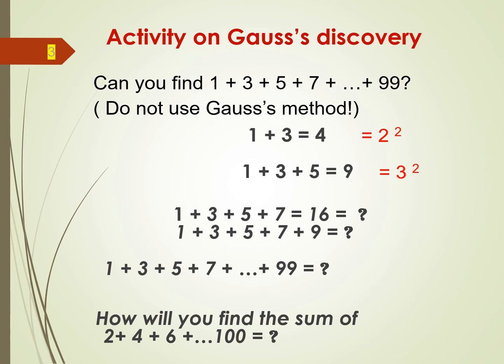Then we can ask them how to find the sum of even numbers from 2 to 100. Again, let them work it out. Now, after going through a couple of questions, they will think of their own method. So give them some time. Stand back. If they are stuck, then you can give them some hints.